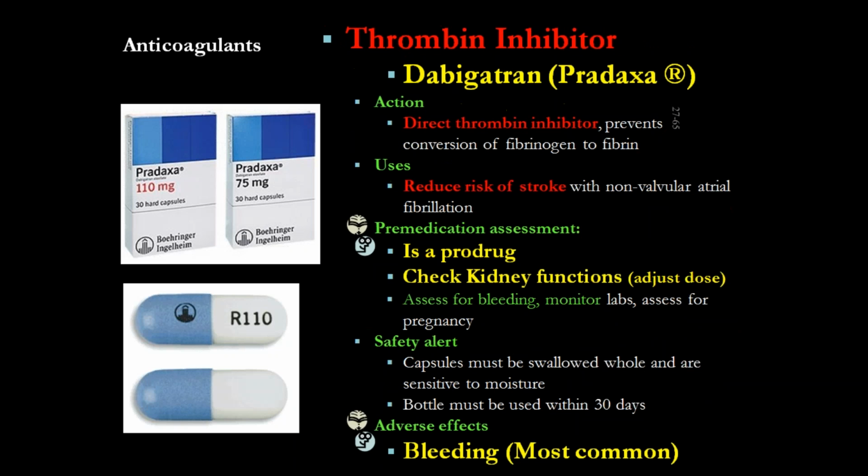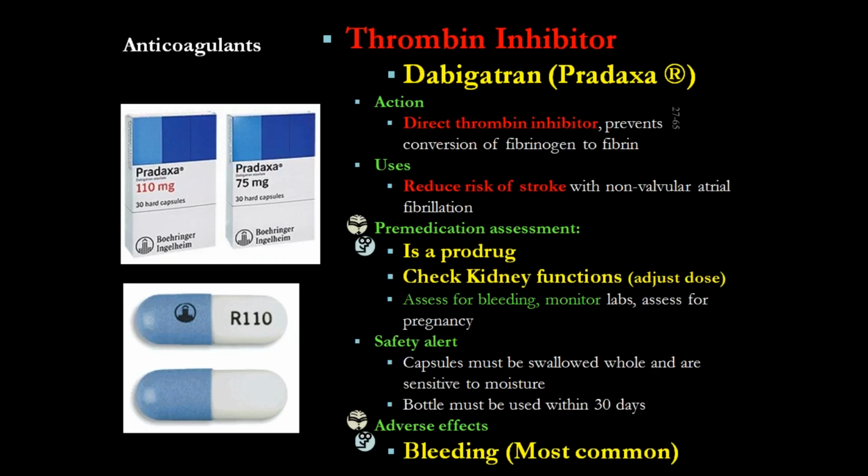Okay, we are going to talk about a few names here. This is the thrombin inhibitor, right? Thrombin inhibitor is the Pradaxa. Likely they are going to give you the commercial and the generic name, but you need to be focused on the generic name. And thrombin inhibitor, what is a thrombin inhibitor?